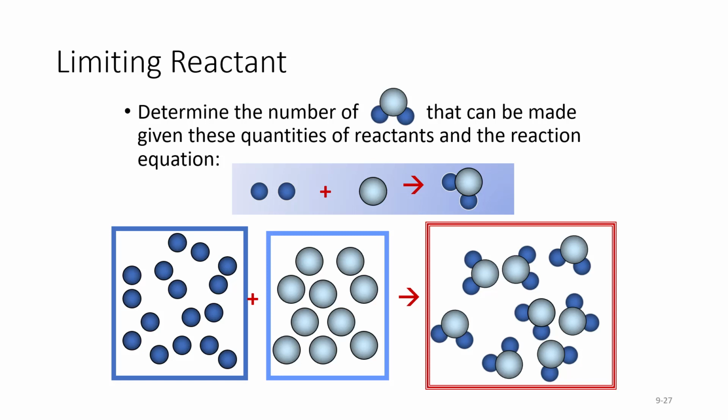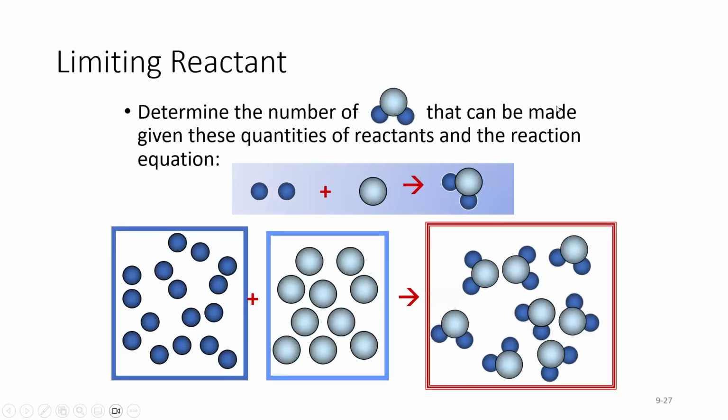Now, we typically don't want to waste substances. So we want to know how much exactly of each one of the reactants we would need in order to produce the desired product. So in here, it says determine the number of those molecules that can be made given these quantities of reactants.